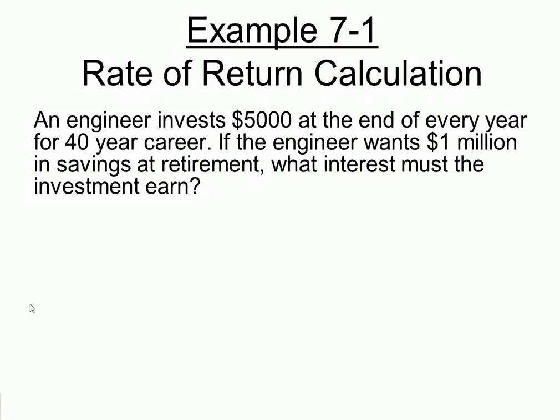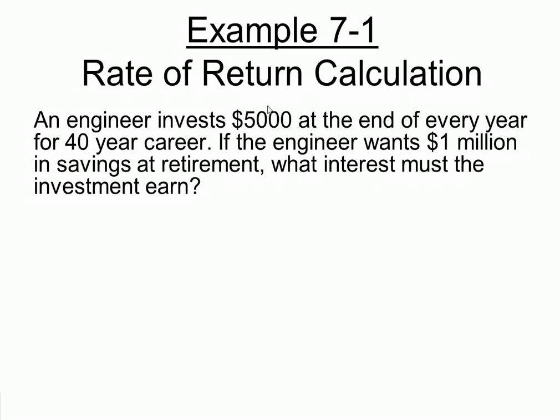Now let's take a look at this example of rate of return calculations. An engineer invests 5,000 at the end of every year for a 40-year career. If the engineer wants 1 million in savings at retirement, what interest must the investment earn? The way to approach this problem is to look at the question: what interest must the investment earn? So what we're really looking for is the rate of return, if the engineer will be investing the money.